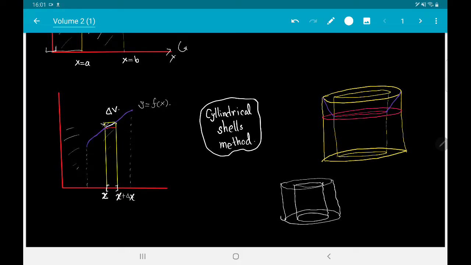But let us first complete our picture. So we have this yellow rectangle which, when rotated around the y-axis, gives me a picture like this, which is the big cylinder here, or the big hollow cylinder here.